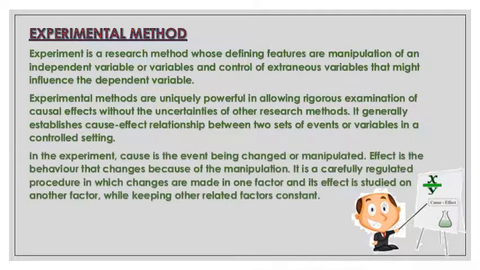Okay, so in the experiment, cause is the event being changed or manipulated. Okay, and effect is the behavior that changes because of the manipulation. So it is a carefully regulated procedure in which changes are made in one factor and its effect is studied on another factor while keeping other related factors constant. I hope you're understanding it.